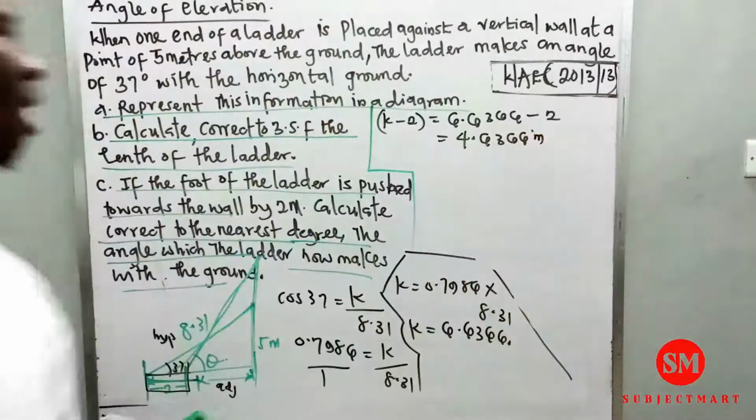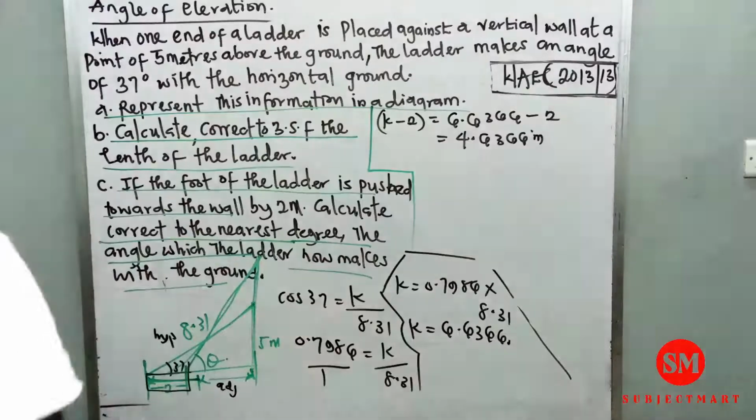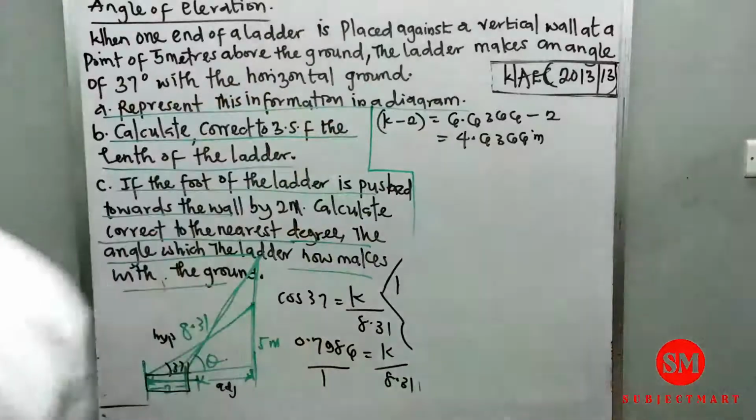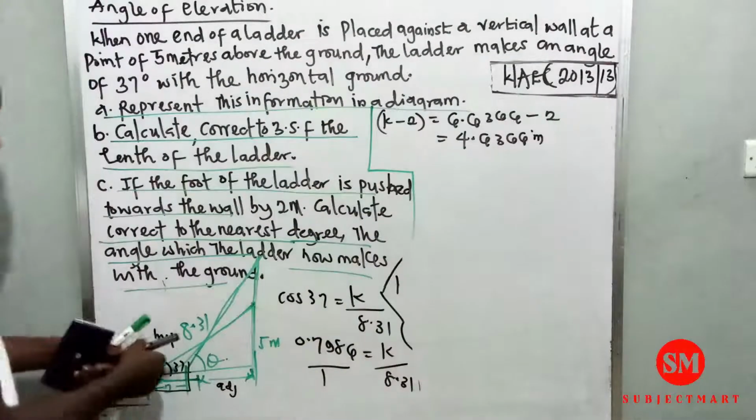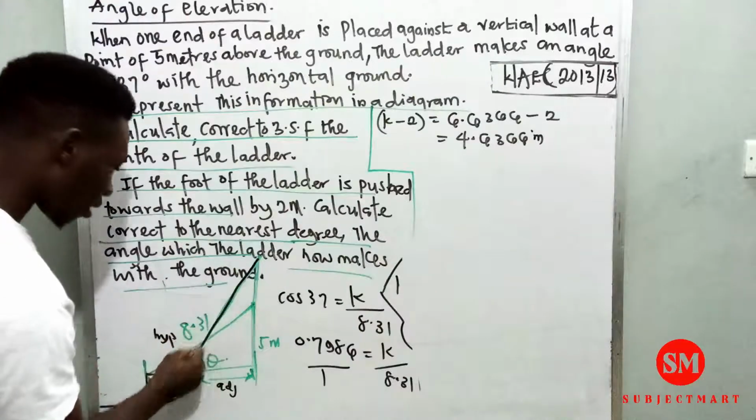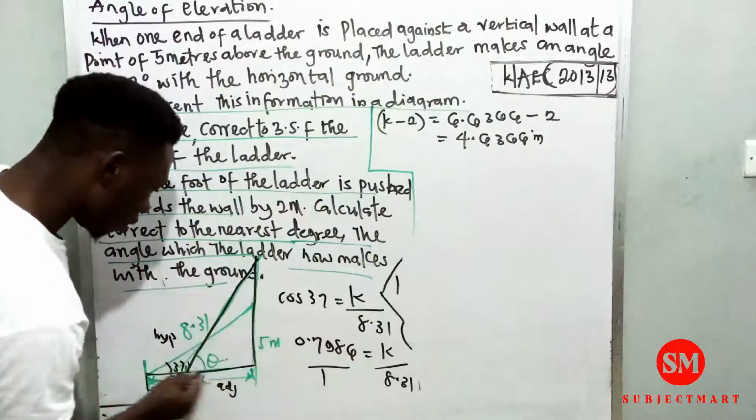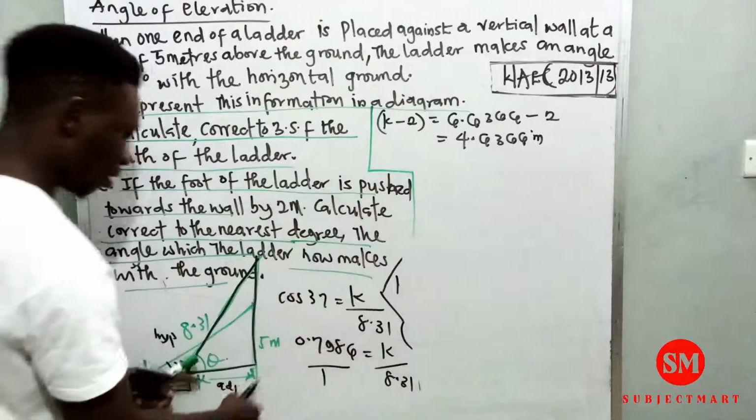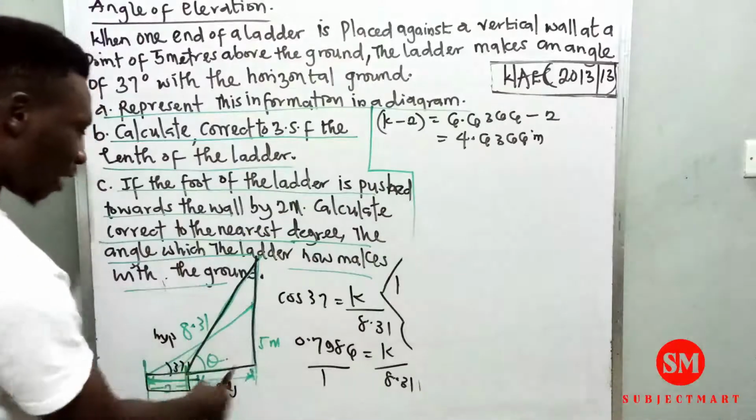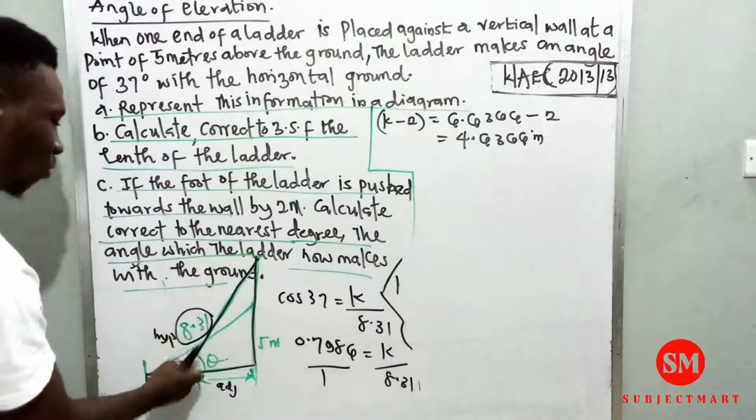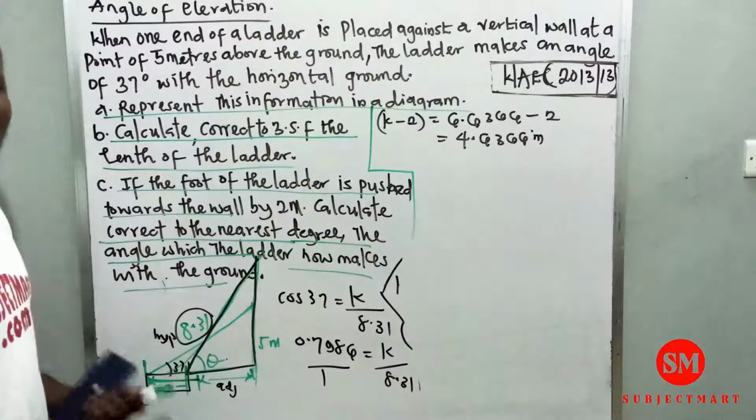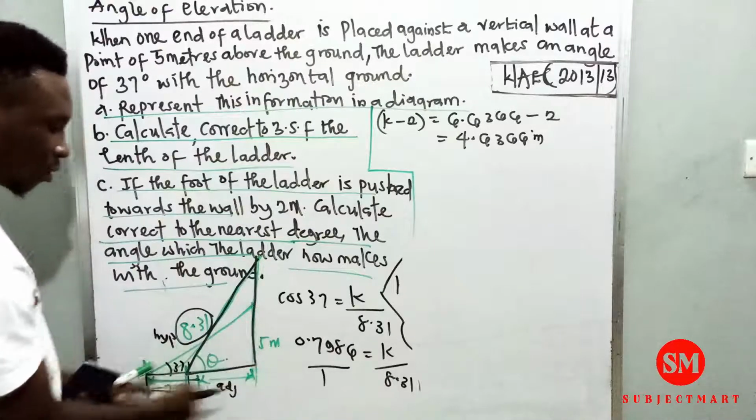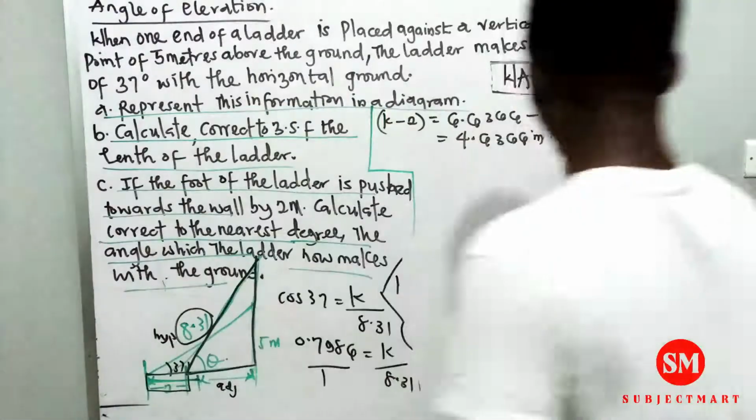Now, going forward, what are we to find? We are asked to find, well, we're dealing with the new triangle. Now, this position here is your k minus 2, and k minus 2 is 4.6366. Now don't forget, we found the length of our ladder. So the length of our ladder will not increase. So that is the same length with this ladder. So now we are going to solve for the new angle.